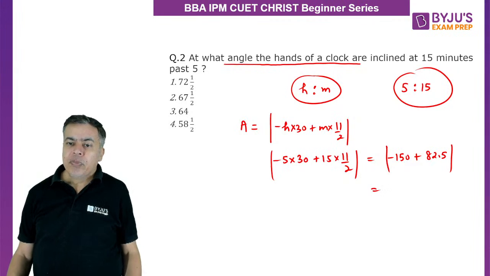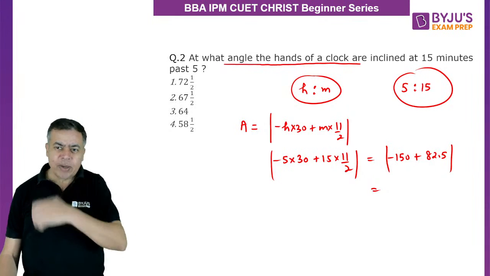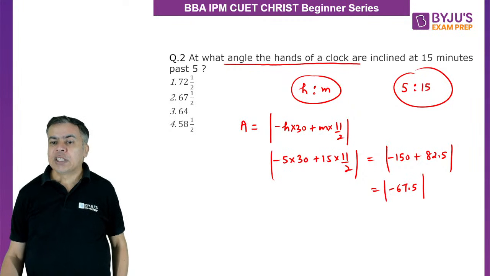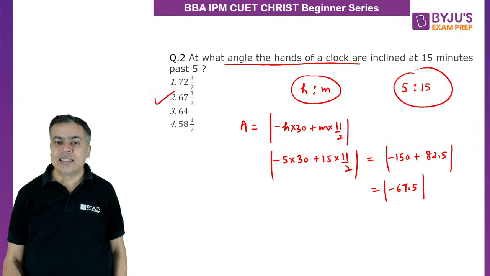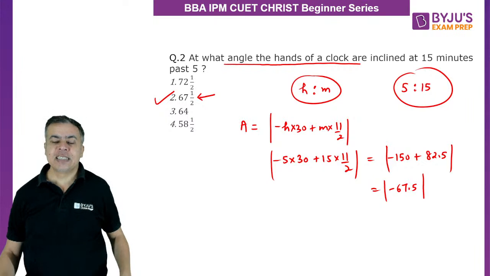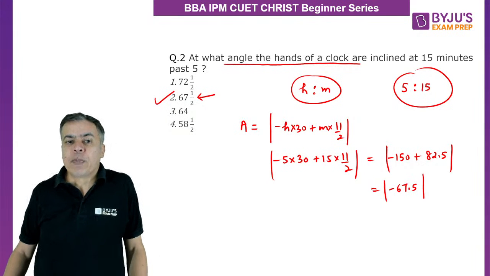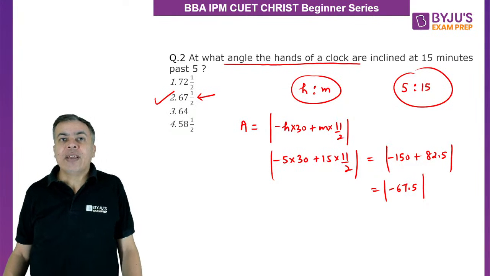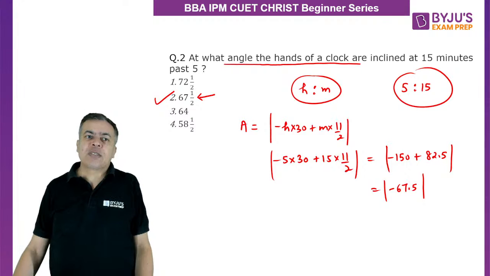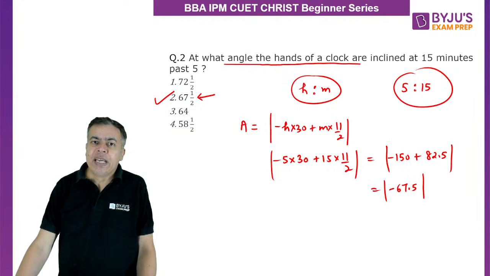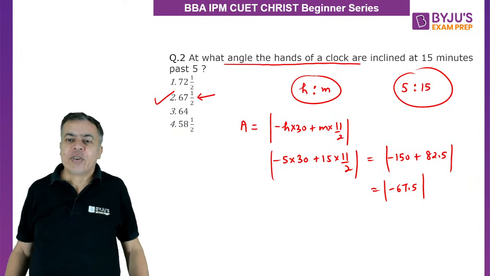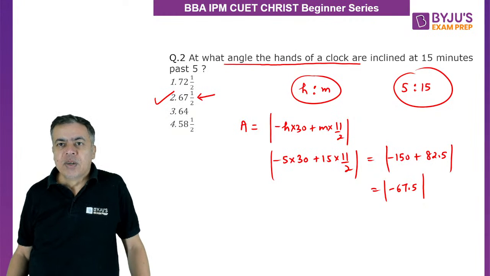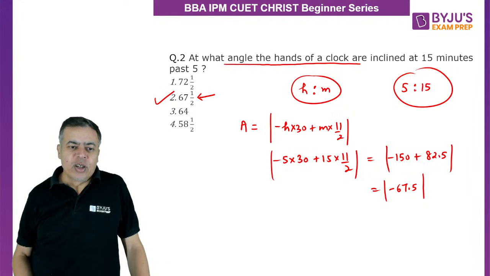So which will become 150 minus 80, 70 minus 2.5, so 67.5, which is the modulus, the positive value. So I will answer the second option, which is 67.5. The angle between the hour hand and the minute hand at 5:15, that is 15 minutes past 5, would be 67.5 degrees. So this is a direct formula.